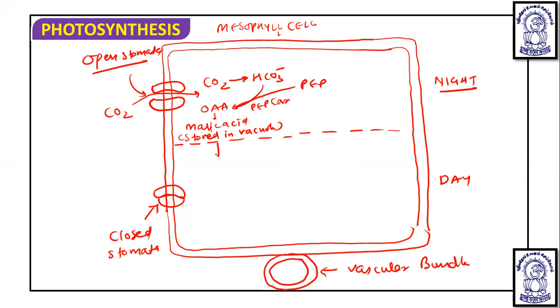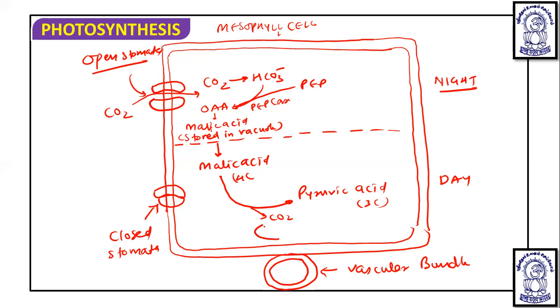As the day occurs, this malic acid comes out of the vacuole and gets broken up into pyruvate or pyruvic acid. This pyruvic acid is of 3 carbon, as we have studied. Malic acid is of 4 carbon. This CO2 is getting released. This CO2 undergoes the C3 cycle, glucose synthesis will occur, and this glucose gets transported in the form of sucrose. Then further storage occurs in the form of starch.